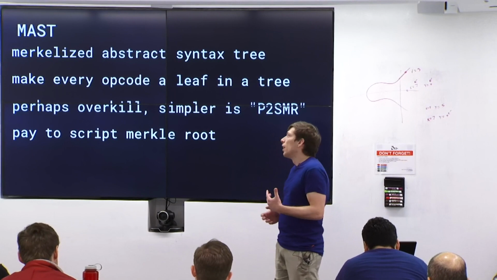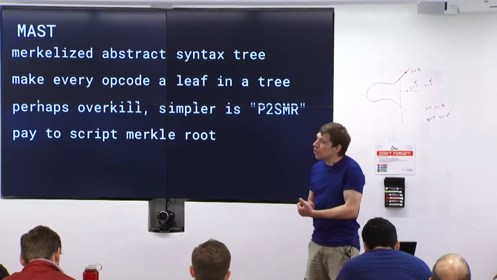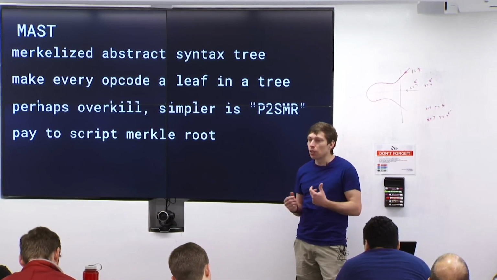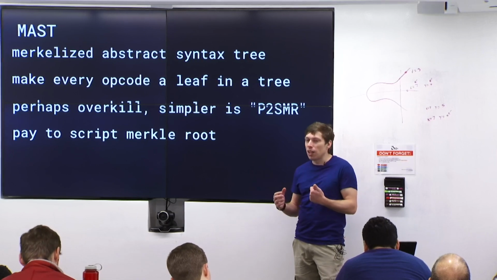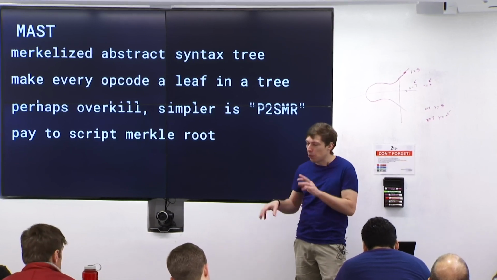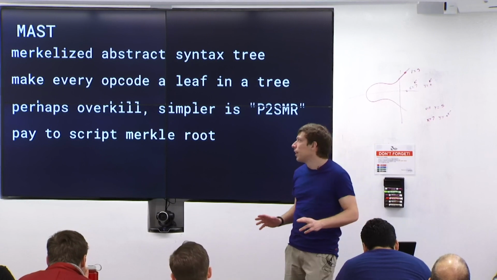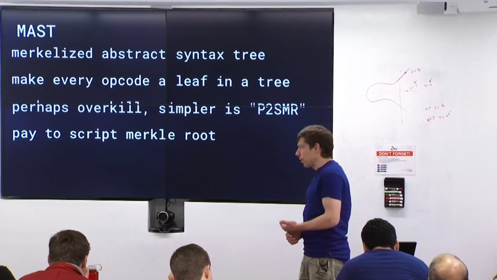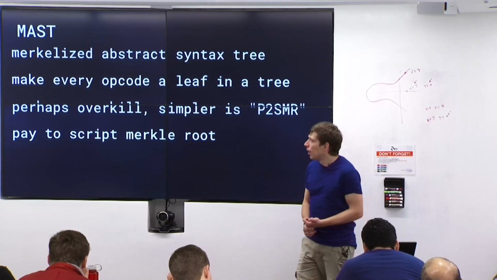They make this tree. So the idea is, okay, we'll make every node in that tree like a Merkle root. So every single opcode can be revealed and can be swapped out. And it's super crazy. That's sort of overkill. So that was part of the initial idea and paper.